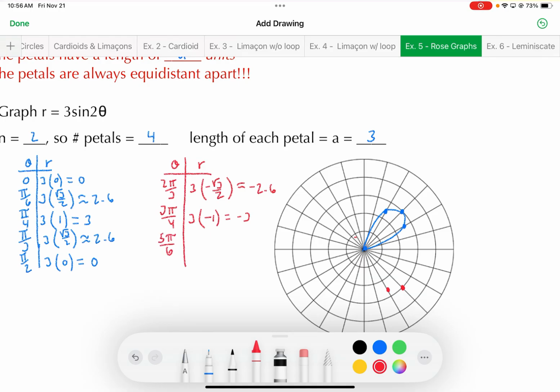Okay, wild guess. What do you think 5 pi over 6 is going to produce? Anybody? Yeah, negative 2.6, because there's symmetry in the petal here. So you'll end up with 3 times negative radical 3 over 2 again to get the negative 2.6. And that's going to plot right there. Okay, and then if I used pi, it becomes 2 pi when you plug it in. Sine of 2 pi is 0 again. So we're back to the pole.